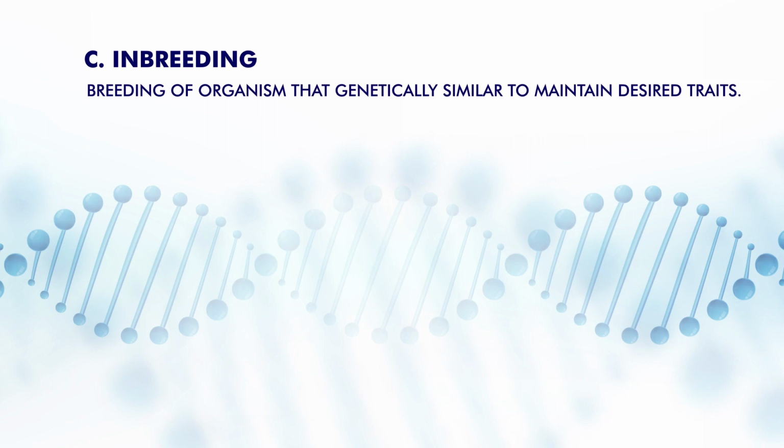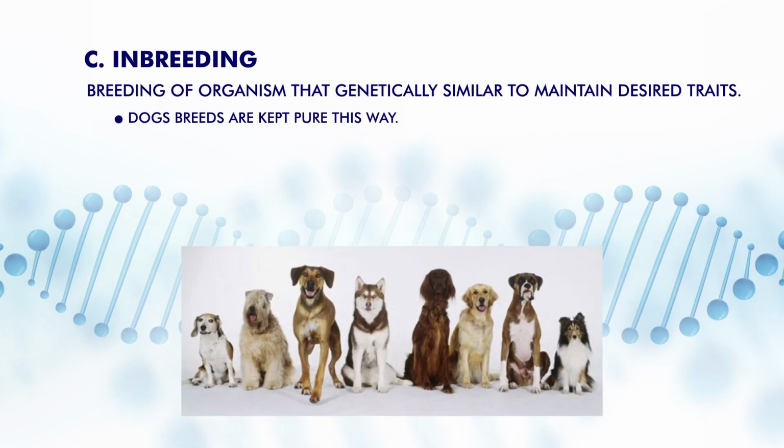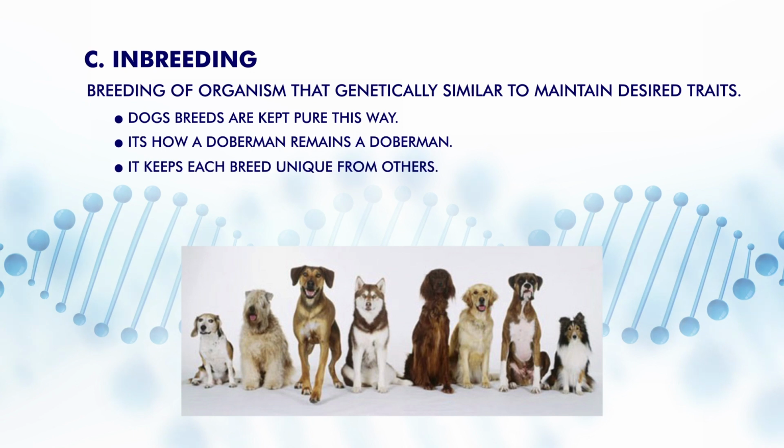Organisms that are genetically similar to one another are bred deliberately to maintain the desired characteristics or traits. Dog breeds are kept pure in this way. It is how a Doberman will remain a Doberman. It keeps each breed unique from others.